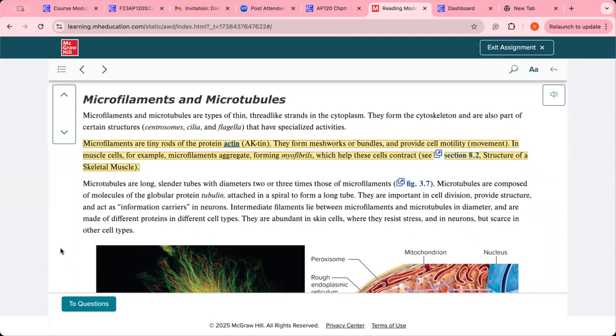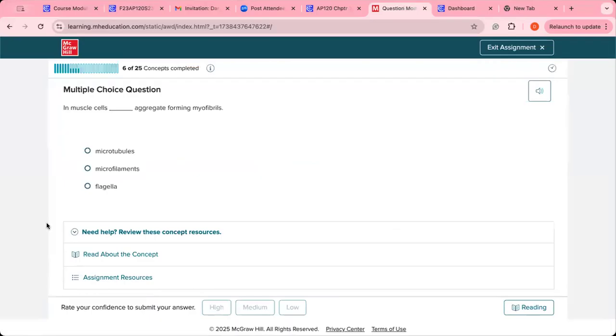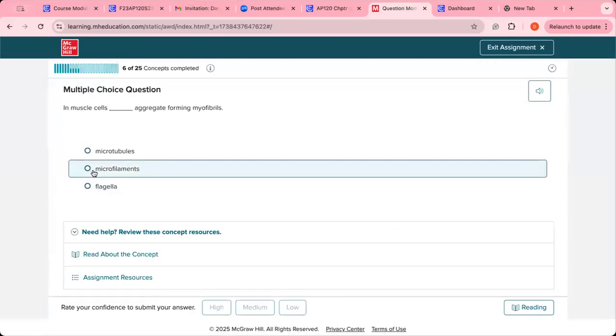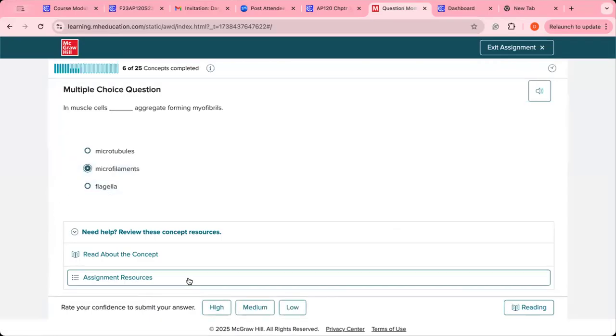So the answer to that is microfilaments aggregate, forming myofibrils, which help these cells contract. So microfilaments come together to form myofibrils. So microfilaments is the answer to that. Microfilament.